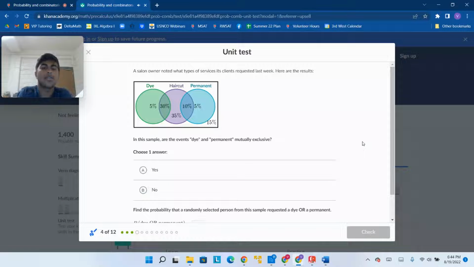All right, a salon owner noted what types of services its clients requested last week. Here are the results. So you have dye, haircut, permanent, and a big Venn diagram.